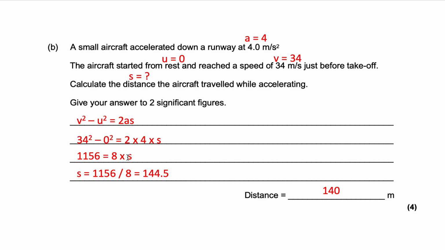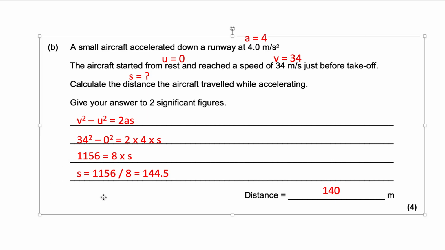So we need to rearrange this equation to get our answer for s. So remember, the rule is that the thing that is on its own on one side of the equals, in this case that 1,156, goes on top of the division.